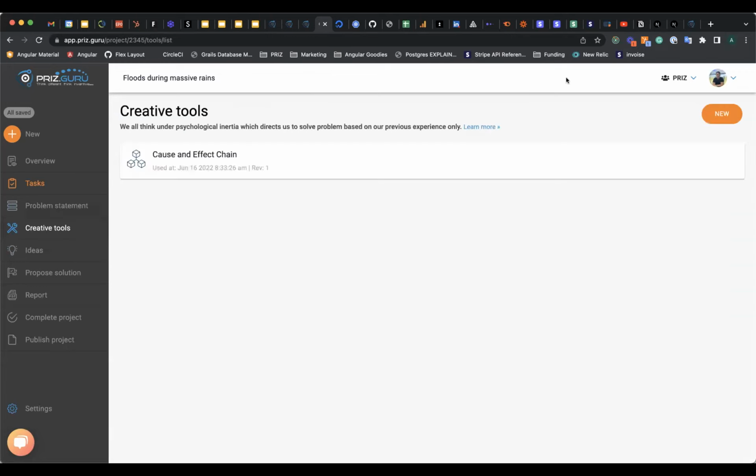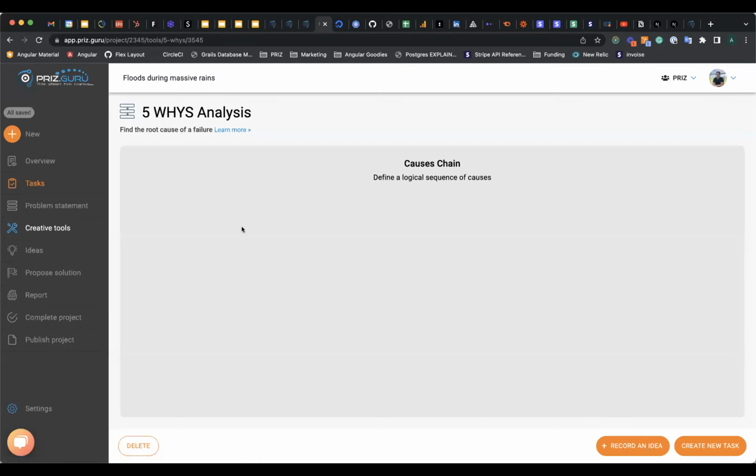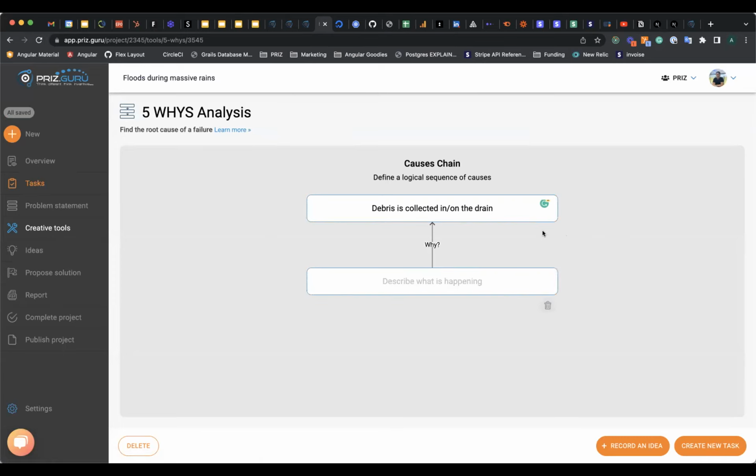In this case, if we decide to go here, we can now move to another much more detailed analysis with a linear approach. Instead of choosing the original failure that we're working on, we want to analyze this particular failure: debris is clogged in or on the drain, right? And the same approach. Why is that happening? Because we can ignore all the other branches. We can focus just on that, right? So why is that happening?